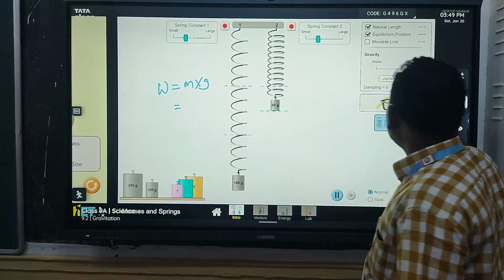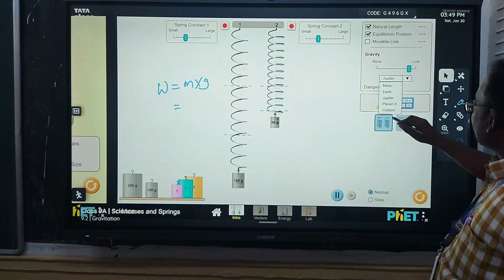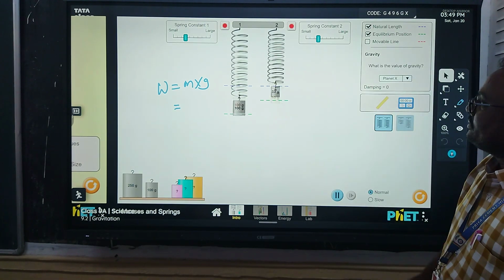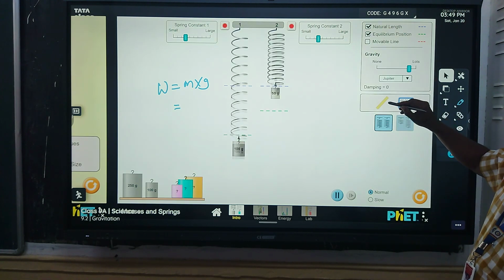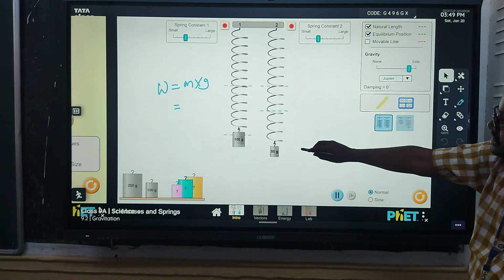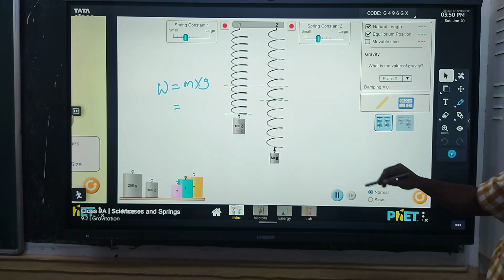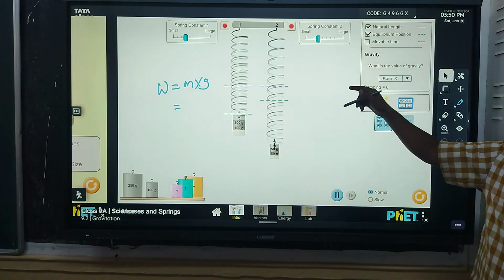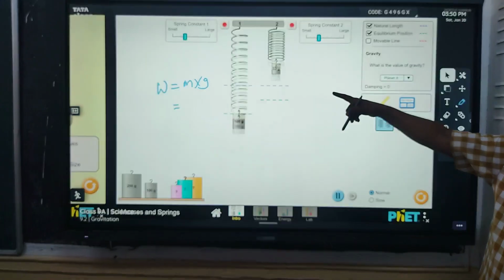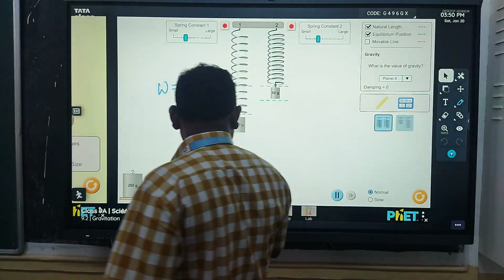Now I am going to another planet without knowing which. See what happened to Jupiter? Jupiter stretching is there, but if I go to planet X, still some more is there. What is the meaning of this? The mass of the unknown planet is more. Due to that, more stretching is there in the spring.